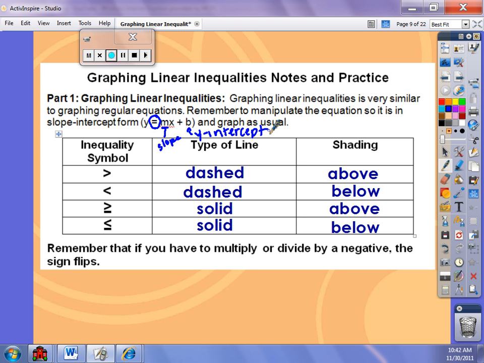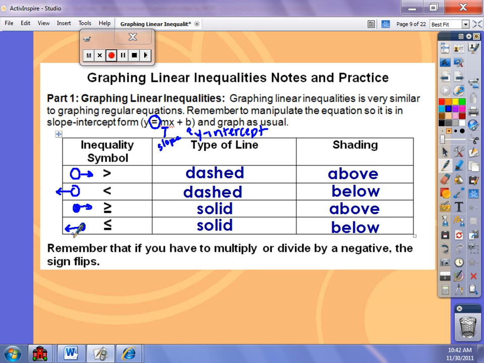Now the only difference is what the line is going to look like, as well as where your shading is going to be happening. We had talked about when we had a symbol like this, like a greater than sign, when we had just solved equations, this used an open circle, and then it would draw a line greater than. This one was an open circle, but would draw a line to the left. This one was a solid circle, remember, with the or equal to, and would go this way. This one would be a solid line going this way.